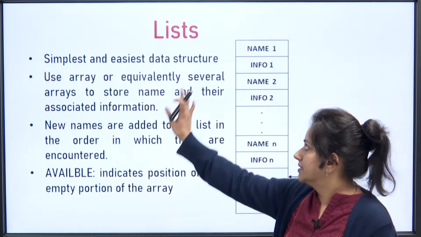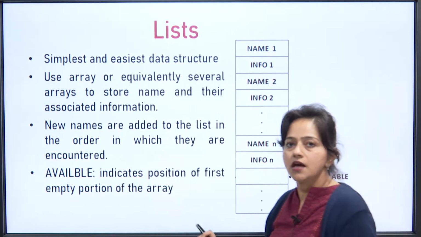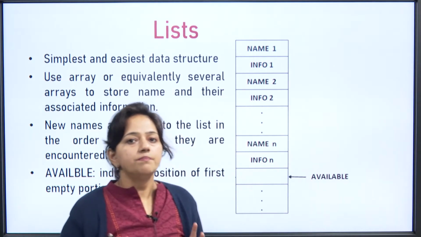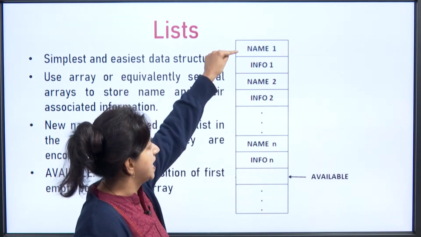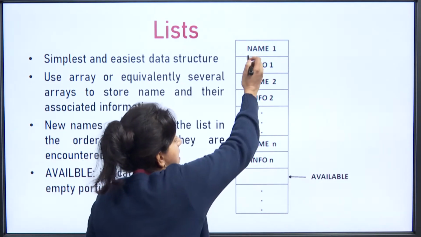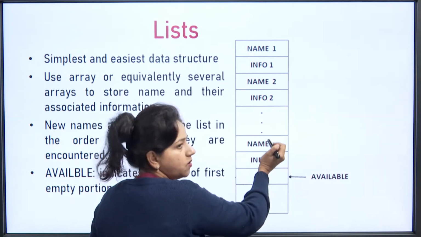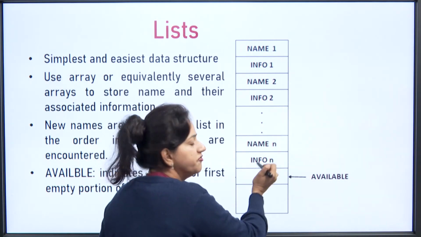Now, we will discuss these schemes one by one. First is the list. What we have in a list is a data structure with 2 main fields, one is the name and the other is info. So, here we are maintaining a list: name 1, info 1, name 2, info 2, and so on, then name n, info n.